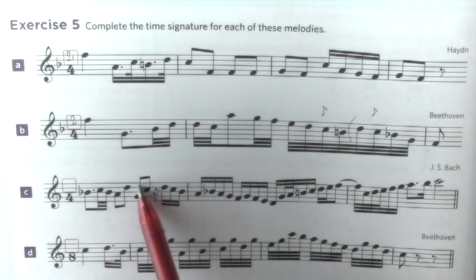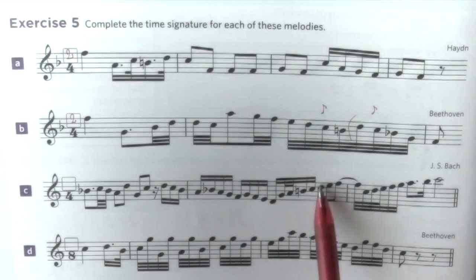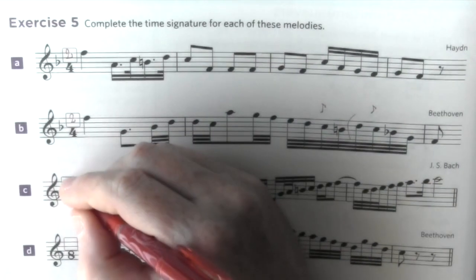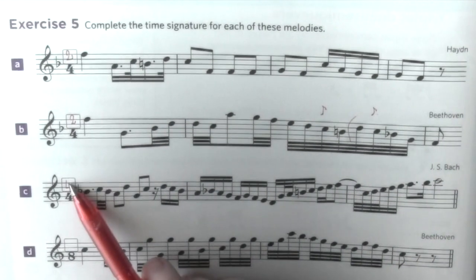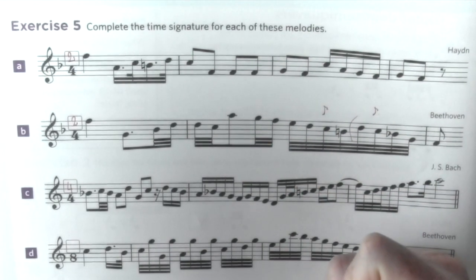1, 2, 3, and 4. So 4/4. Because in each bar we have 4 crotchets grouped as crotchets.